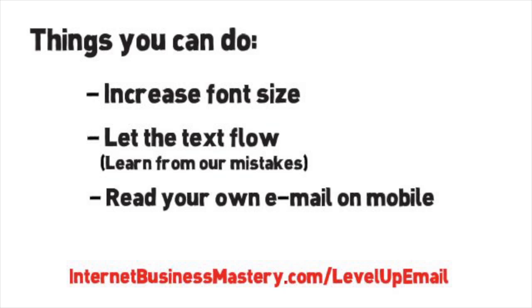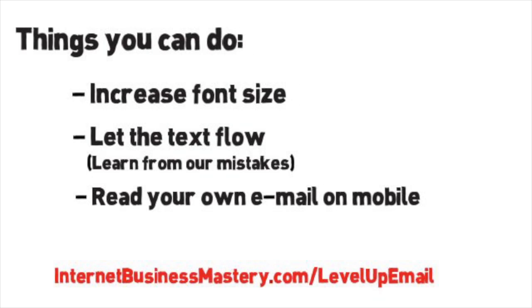Now, the third thing you can do for being mobile friendly is to read your own email on mobile. Once that email's come out, don't just read it in Gmail or whatever you have on your desktop. Pick up that iPhone, pick up that iPad, pick up that Android phone or whatever other phone you might use to check email and see what your email looks like on that screen. You might be surprised at the glaring problems that you notice.